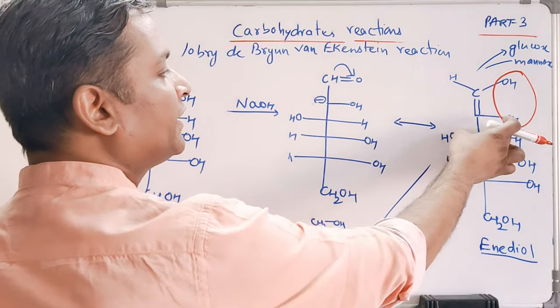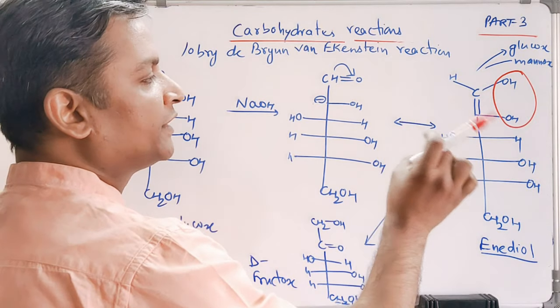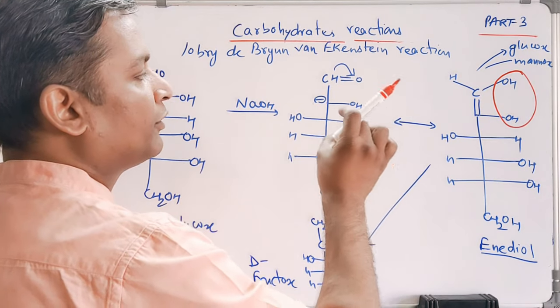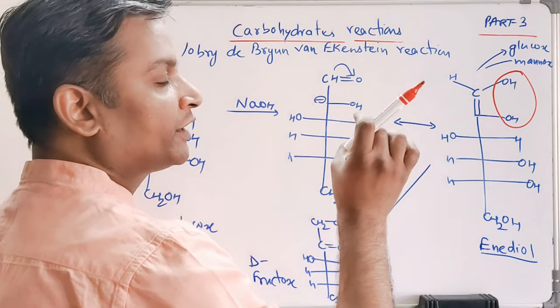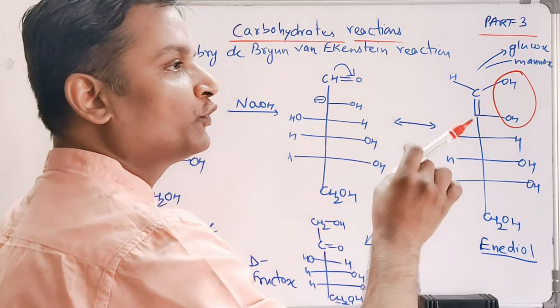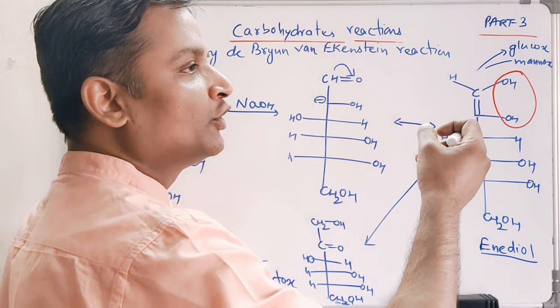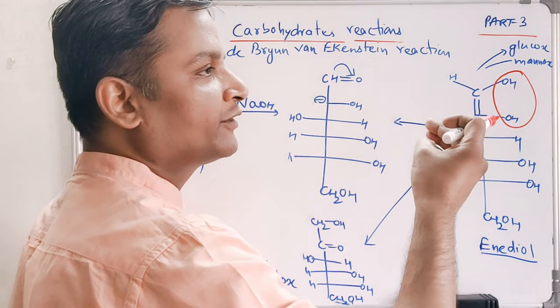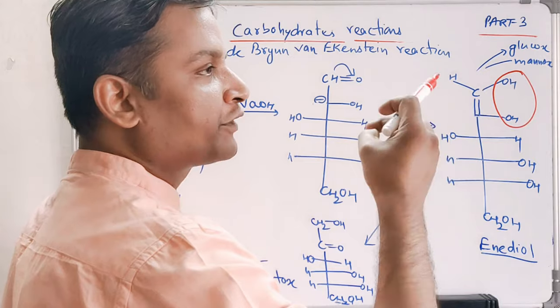This ene-diol moiety is the intermediate formed by this reaction. It is a very important intermediate. Through this ene-diol, we can get three different types of isomers. We can get glucose from this, we can get mannose from this, and we can get fructose from this.